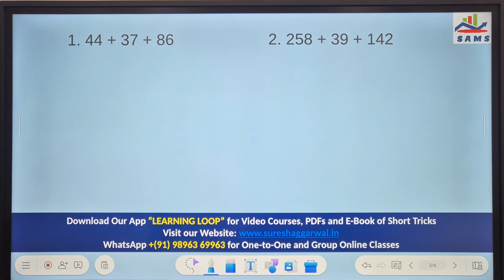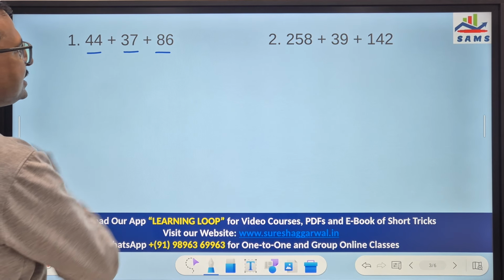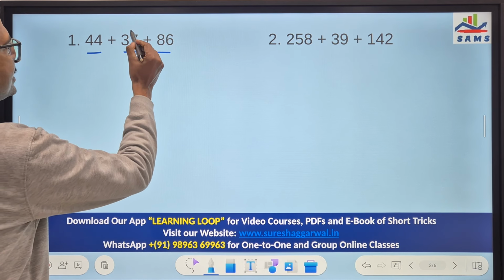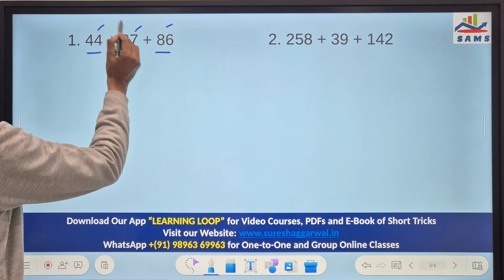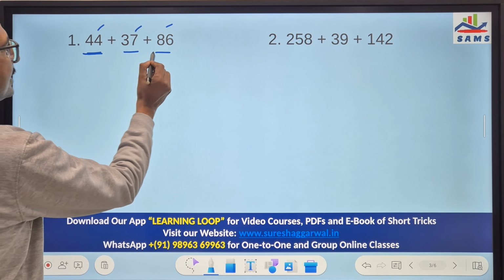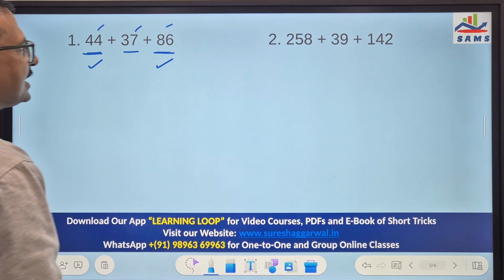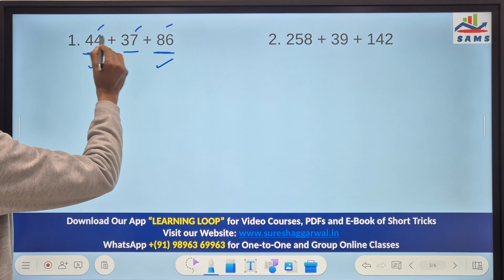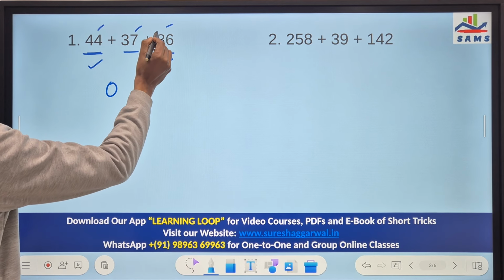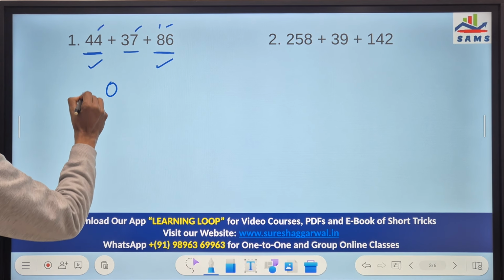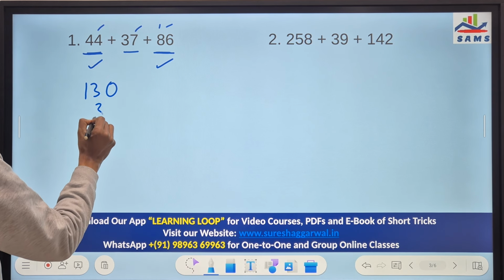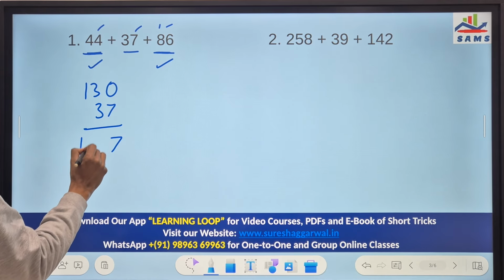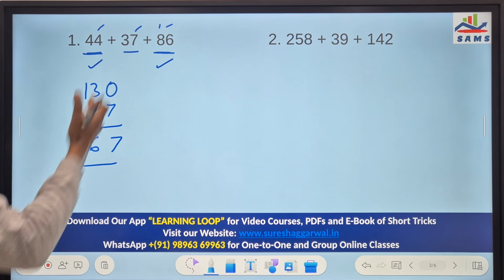Here again three numbers having two digits each. Look for a 0. 7 plus 6, 13, no. 7 plus 4, 11, no. 4 plus 6, yes. So the first one and the last one add up to a number ending in 0. So 6 plus 4 is 10, 0, 1 carry. So 9 plus 4, 13, so 130, and then adding 37 to the result is elementary. You get 167 for the sum.